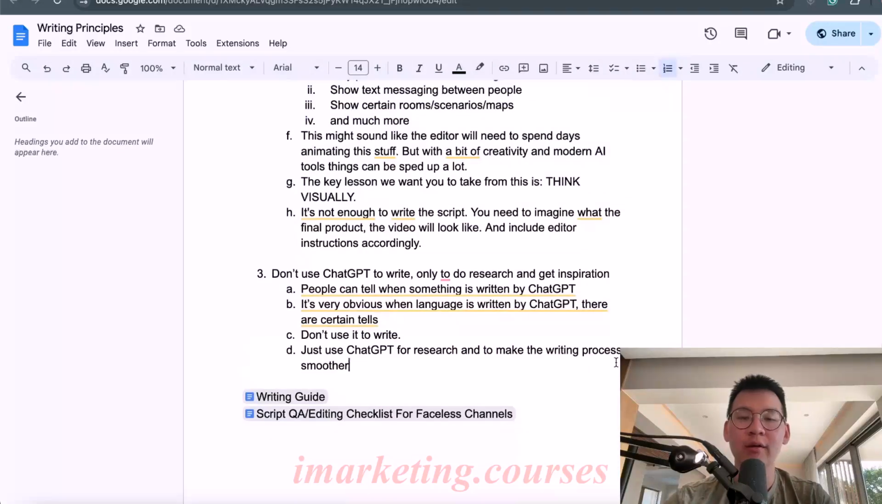And number 3, do not use ChatGPT to write. You will only use ChatGPT to do research and to get inspiration, right? It is very, very obvious when language is written by ChatGPT. That doesn't tell, right? So I highly encourage you to not use it to write. You can use it for research, and you can use it to make the writing process a lot smoother.